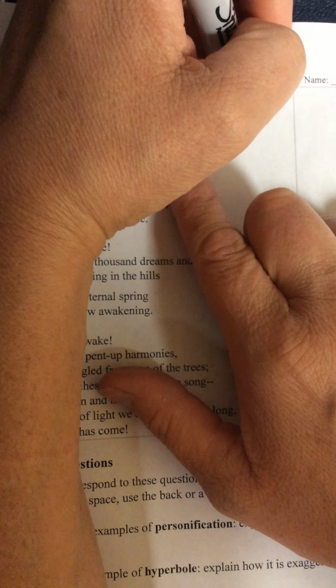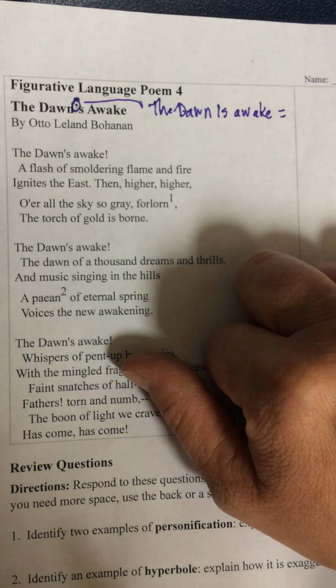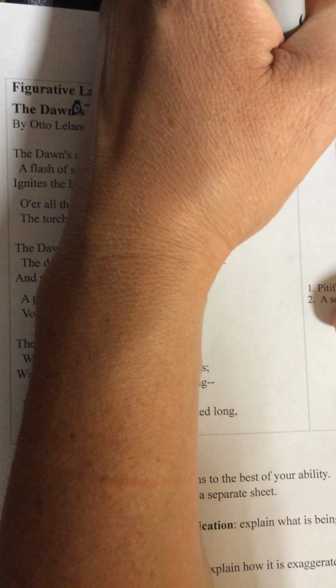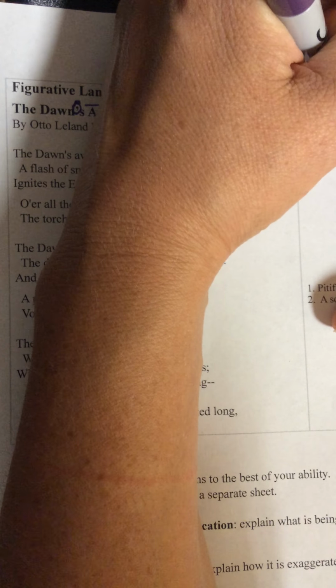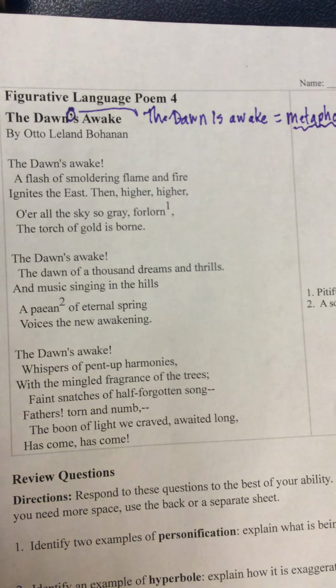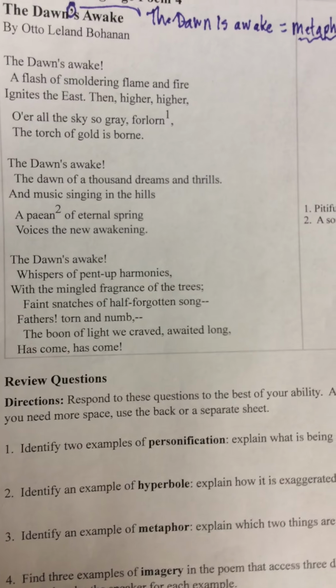is awake. And that should indicate to you right away, because of that linking verb is, that we have a metaphor. So the whole poem is a metaphor, so to speak, for the dawn representing something. We may not know exactly what yet. On your particular handout, it gives you some directions.